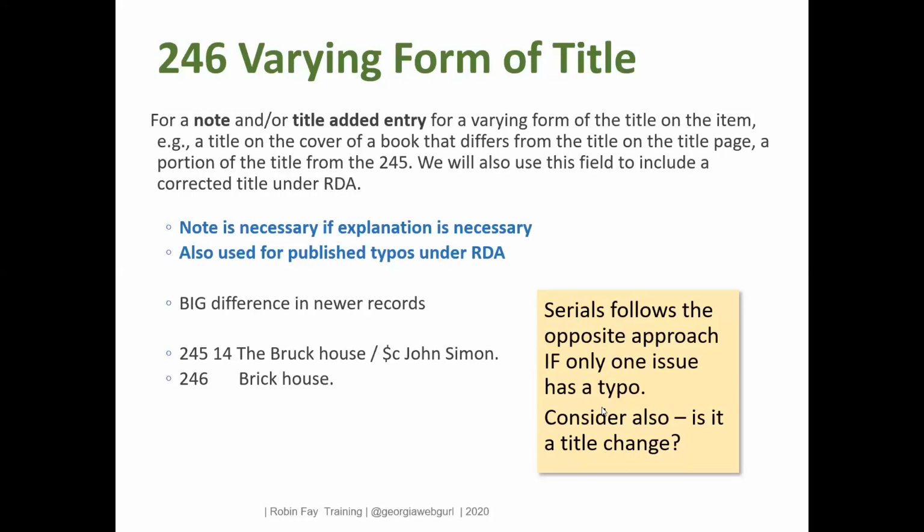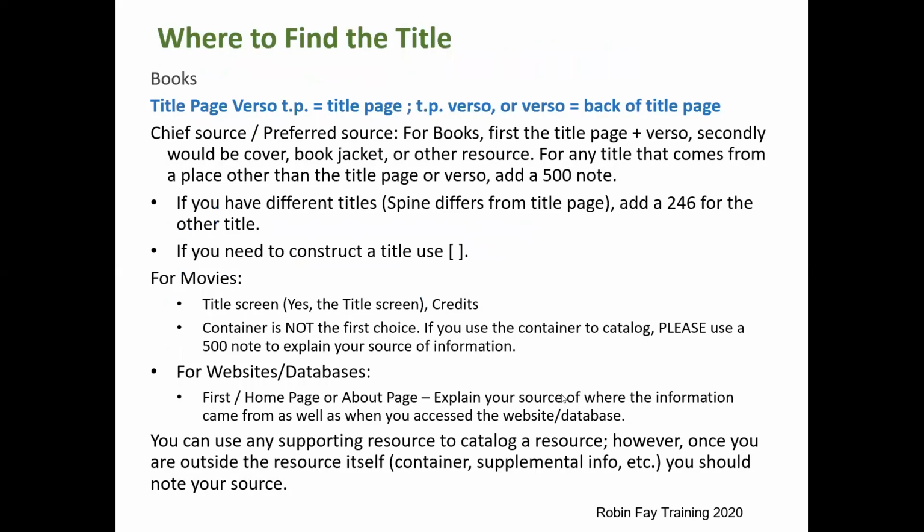So if a serial has only one issue that has a typo, and the rest of the serial stays the same, then you would continue to record the serial correctly as it's been for all these years. You wouldn't change it because of one issue, but then you would add a 246 for the issue that has the incorrect title, and then you would add a 500 note to explain volume 1 number 3 is the Brook House. With serials also, you might need to think about whether or not the title is actually changing and it's not a typo, but that's something you would do as you're looking at it.